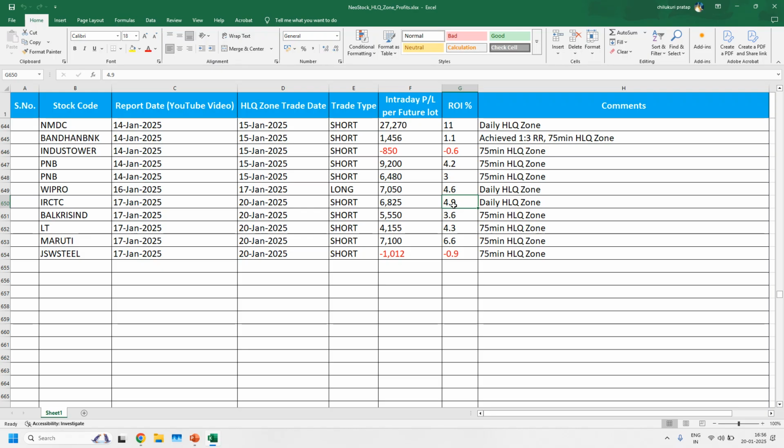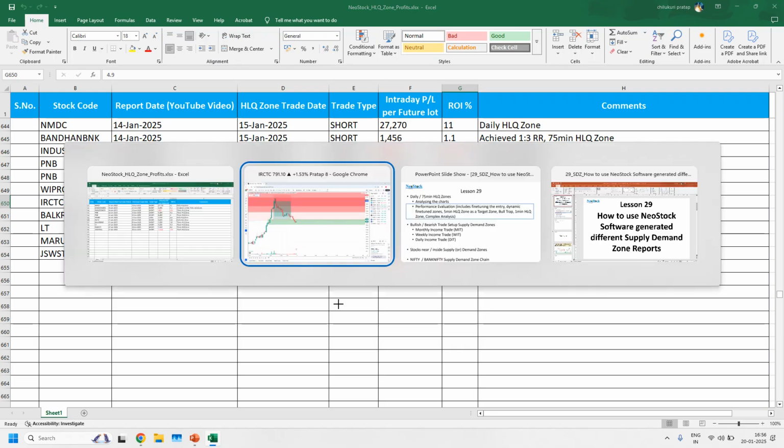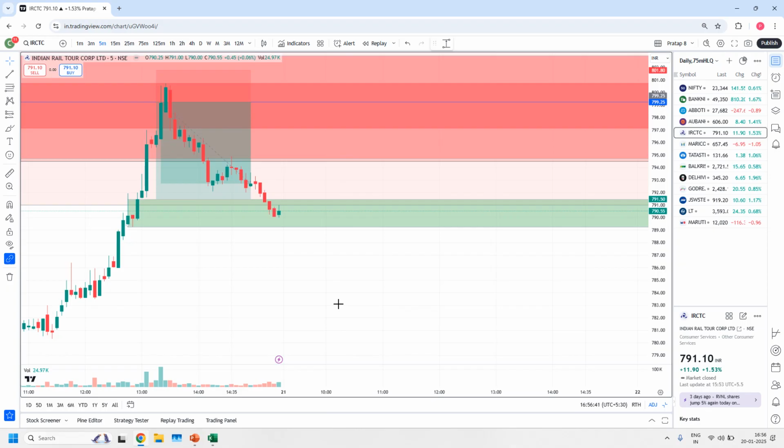So ROA is calculated based on your investment. Because the broker is giving 5 times margin, rather than investing 5 lakh rupees, you are investing only 1 lakh rupees. So on your 1 lakh investment, you will get 6.8% ROA if your profit is 6,825. Because the margin cost is around 1 lakh 40 something, not exactly but near that value, that's why you get 4.9% ROA on your investment. So I always calculate the ROA based on futures.